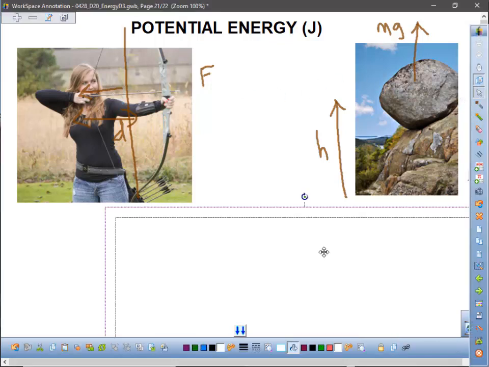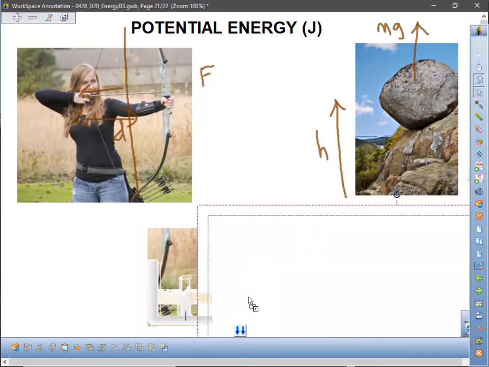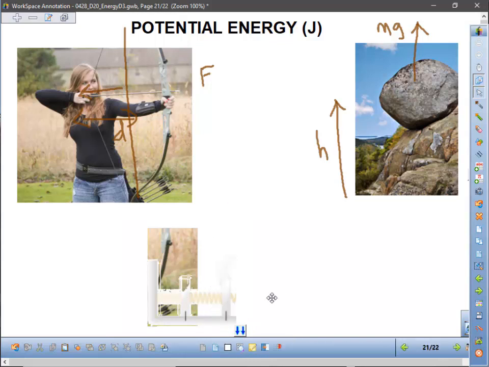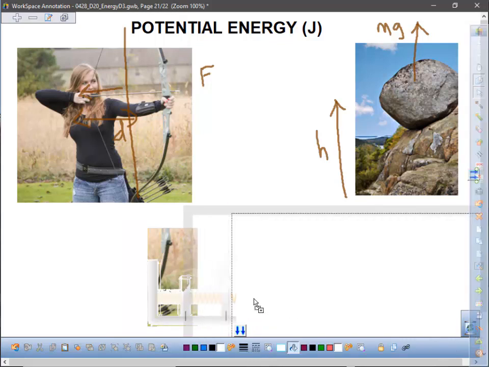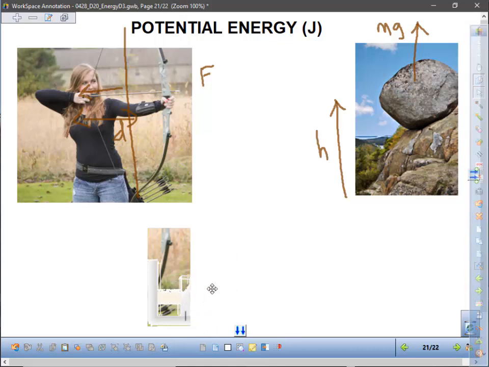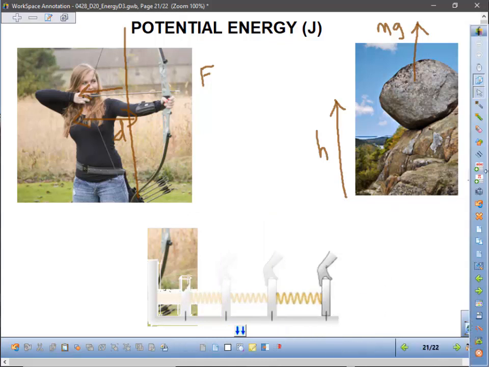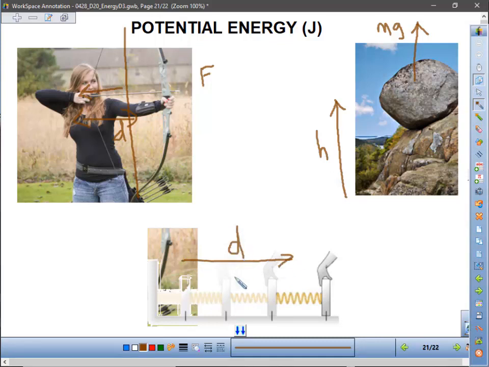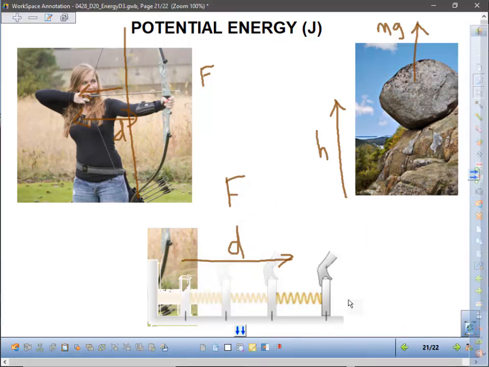Let me give you one more example. Let's say I had a spring, and I had this book attached to a spring, and then if I were to pull on it, it stretches the spring, right? The more I pull on it, that's the distance, and the force. The more you pull a spring, the more it stretches, the harder it is to pull, okay? Eventually you get to a certain distance where it's hard to pull, but you get the idea. You're doing work on that spring, and now there's energy stored.